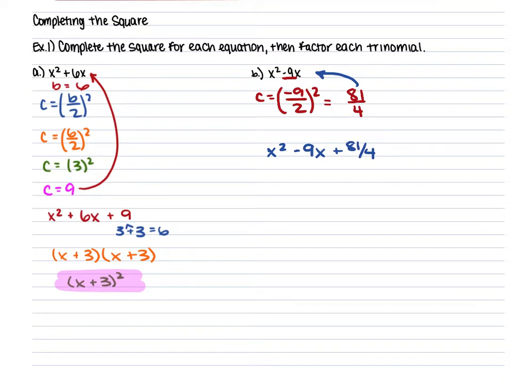Now, you do not need to find the factors of 81 over 4 that give you the negative 9. The reason why is because what was in the parentheses that you squared is the term that you're going to have in your binomial. The only thing you're going to do is put an x in front of it, and then you're going to have your binomial squared. So it's going to be x minus 9 over 2 squared.